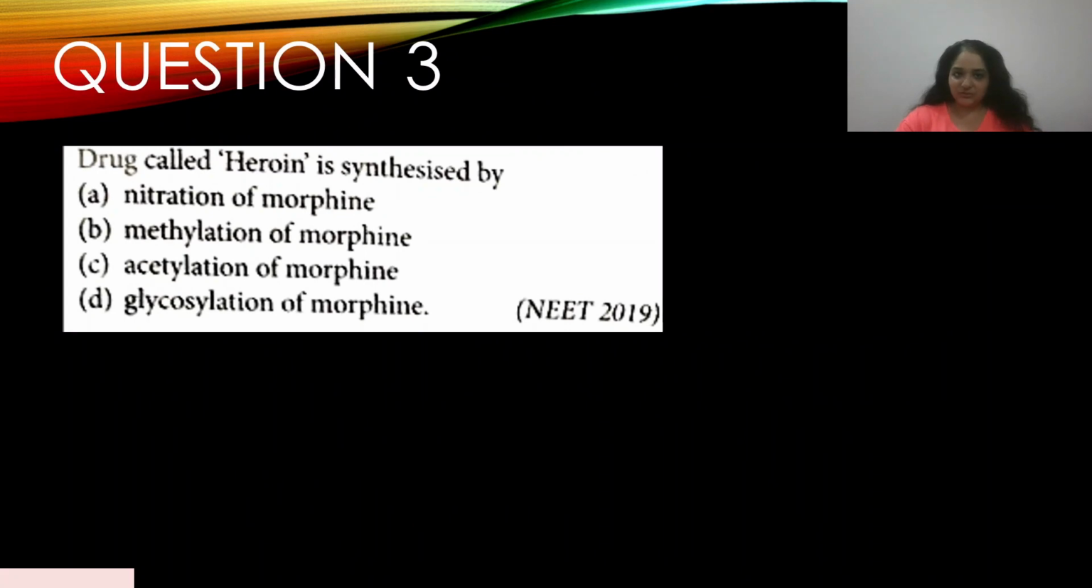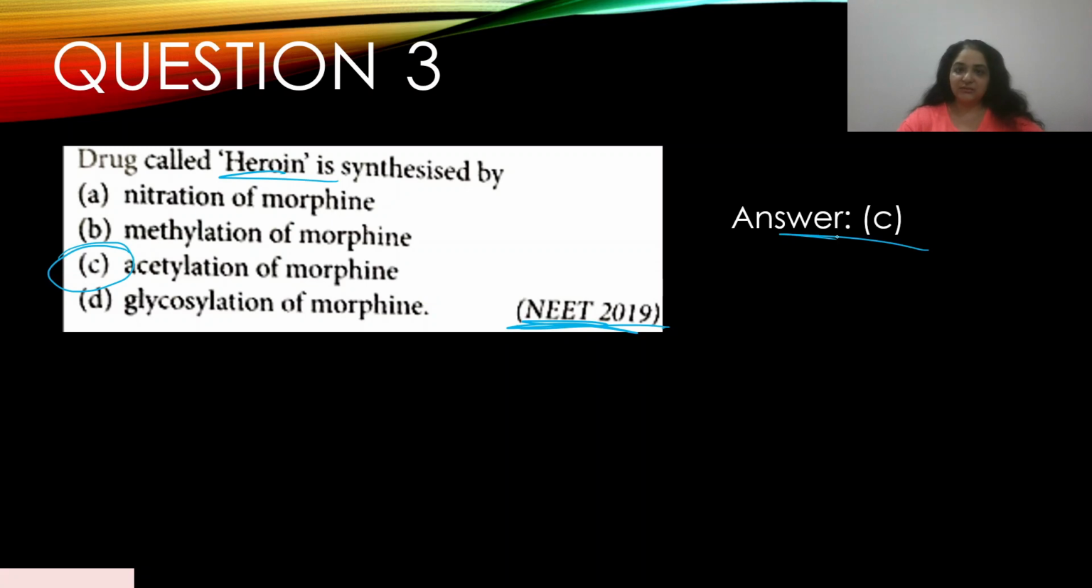Okay, so question number 3. Drug called heroin is synthesized by, this appeared in NEET 2019, pretty recent. A. Nitration of morphine, B. Methylation of morphine, C. Acetylation of morphine, D. Glycosylation of morphine. So heroin is synthesized by C. Acetylation of morphine. Alright, so the answer is C.